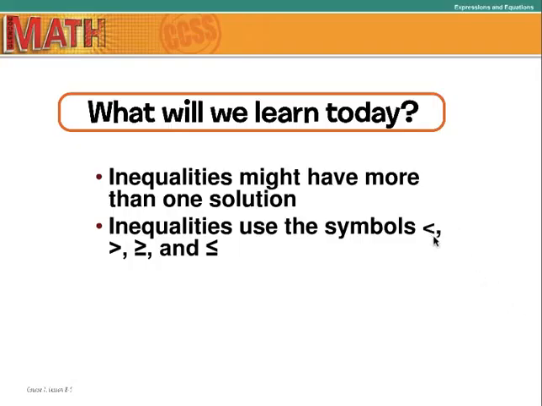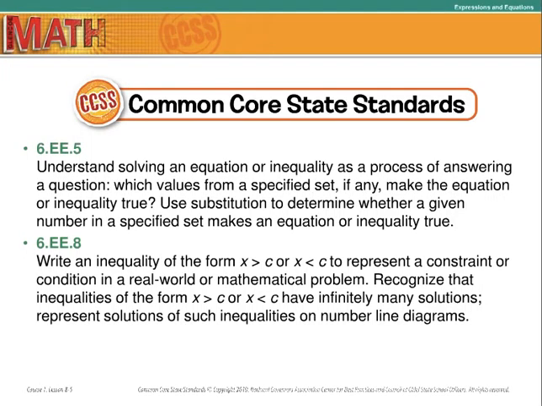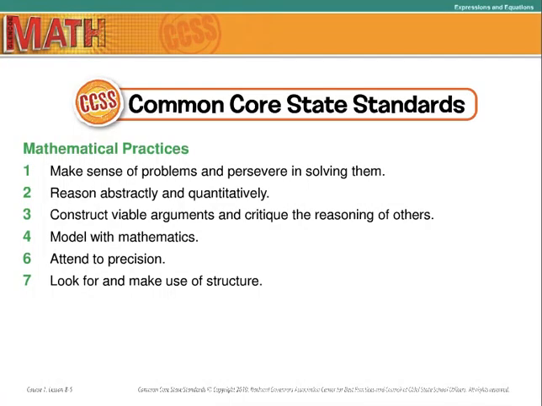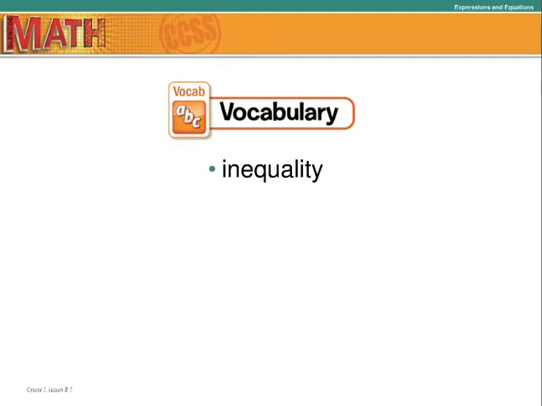So anytime we use a greater than or less than sign, it's not equal, right? Because if we say 5 is greater than 3, we're certainly aware that 5 does not equal 3, and that's what an inequality is: two things on each side that are unequal. And so our vocabulary word today is inequality.